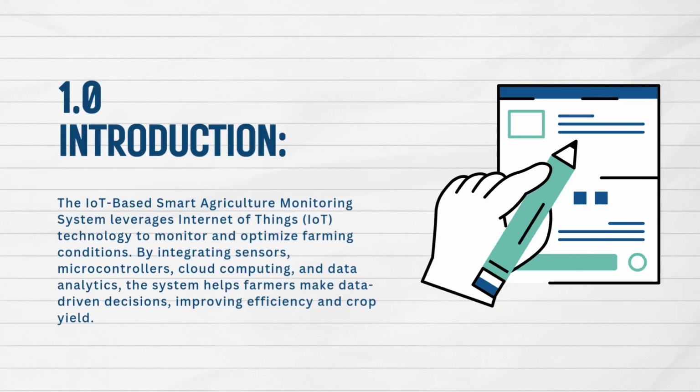The introduction for this project is the IoT-based smart agriculture monitoring system. It leverages Internet of Things (IoT) technology to monitor and optimize farming conditions. By integrating sensors, microcontroller, cloud computing, and data analytics, the system helps farmers make data-driven decisions, improving efficiency and crop yield.